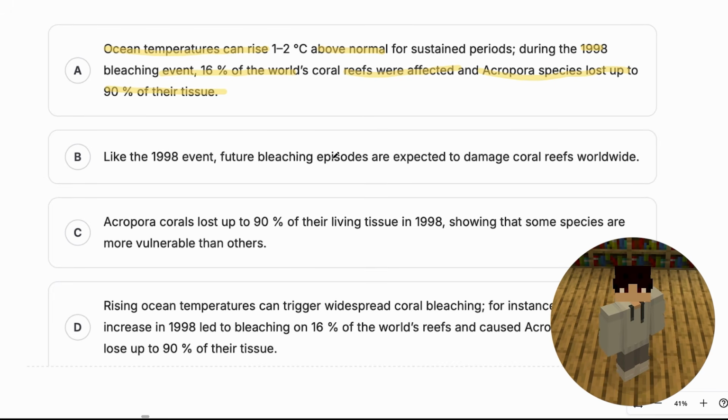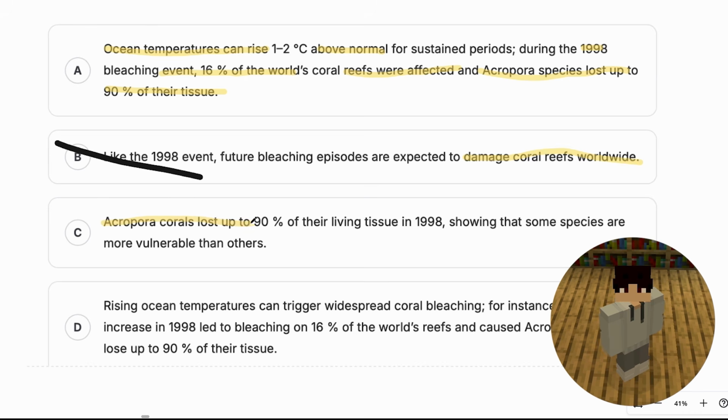Like the 1998 event, future bleaching episodes are expected to damage coral reefs worldwide. So you see, this is again a fine choice, but it's kind of a little bit unclear. They're just mentioning this 1998 event. They don't really explain what's happening there. So it's a little bit weird, it's a little bit clunky. It could be a good choice, but honestly, if I'm choosing between A versus B, I would almost immediately go for A. So I'll just eliminate B because it's definitely not beating A at the end of the day.